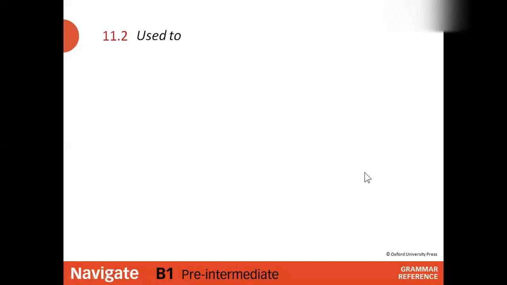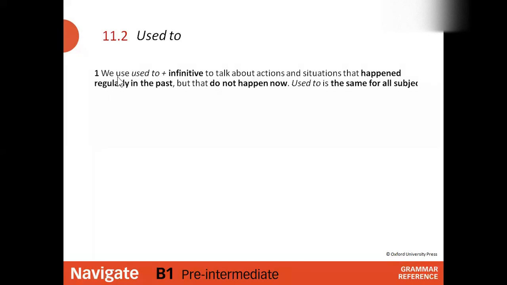Hello everybody. Today we are learning used to. We use used to plus infinitive to talk about actions and situations that happened regularly in the past, but that do not happen now. So if something happened regularly in the past and you want to tell about it, you use used to.